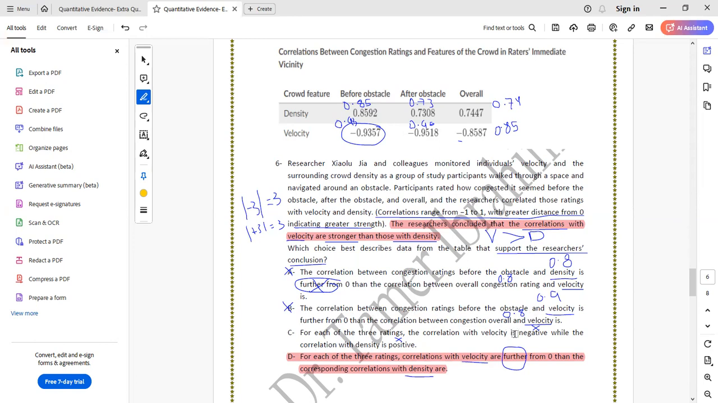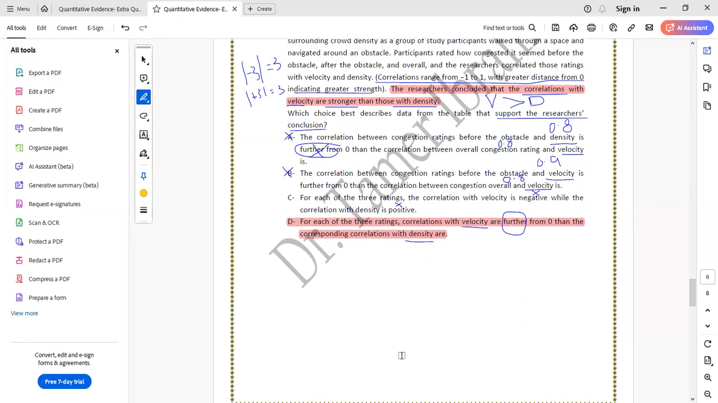If I'm going to move according to that, negative means less and positive means more. That means velocity is going to be less. I need velocity more than density. For each of the 3 ratings, the correlation with velocity is farther from 0, yes, bigger than the corresponding correlation with density. So now he mentioned that velocity is bigger than density.